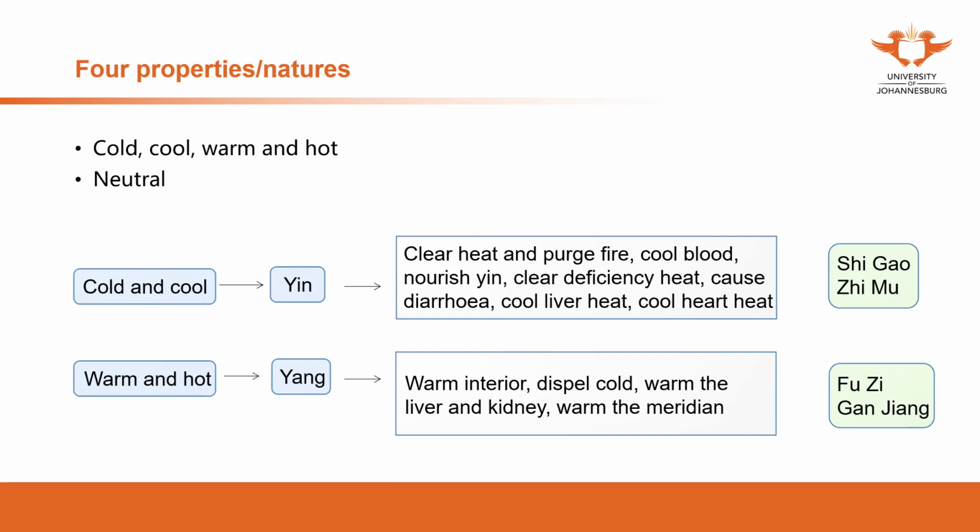For the warm and hot herbs, for instance, 附子 and 干姜. 附子, you will see in acupuncture, especially when we talk about moxibustion, we also will use the 附子 whiskey to apply in the moxibustion technique to improve the internal coldness or to warm the interior.